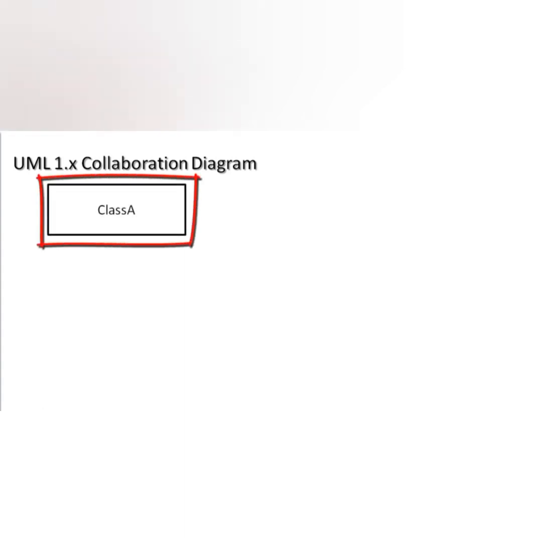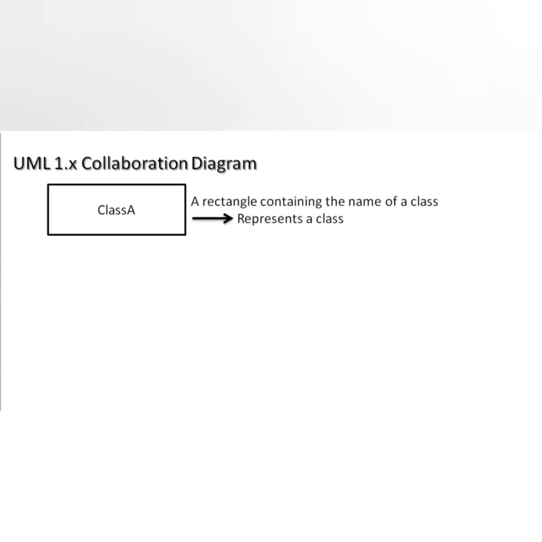Let's look at the component parts that make up a collaboration diagram. Firstly, what we can see here is we have a rectangular box, and inside the box we have the word class A. Now this simply represents a class. So if we wish to refer to a class in the collaboration diagram, this is how we would do it. We would have a rectangular box with the word class A in it, or whatever the name of the class happened to be. So the text there simply is saying a rectangle containing the name of a class represents a class.